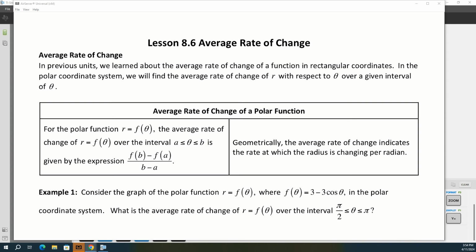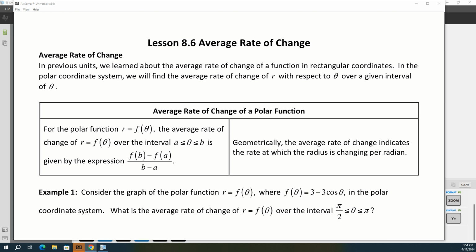This lesson is going to be on finding the average rate of change of polar functions. Everything we're learning in this lesson is something that you have already learned with other types of functions. So hopefully, it's going to seem familiar.